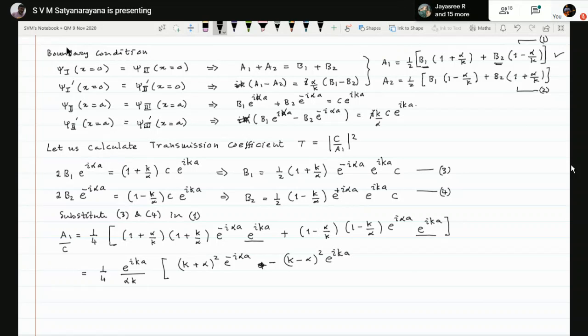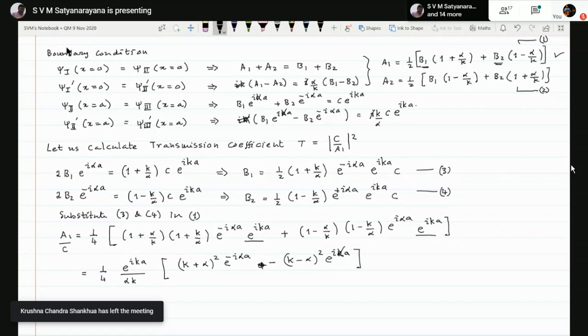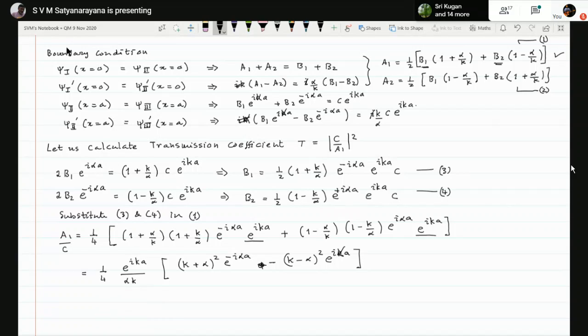Okay, so please check this. I think I am getting a little confused with alpha and k. So I am writing, whatever is k is taken outside, so whatever is inside is alpha. So this is equal to e to the power i k a divided by 4 alpha k.